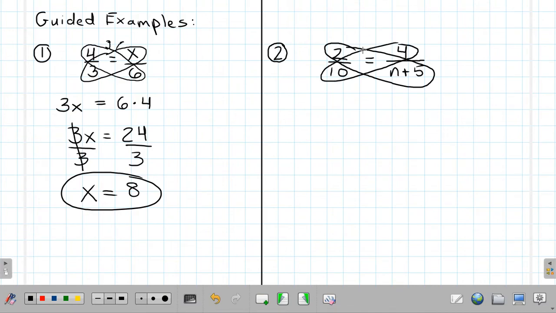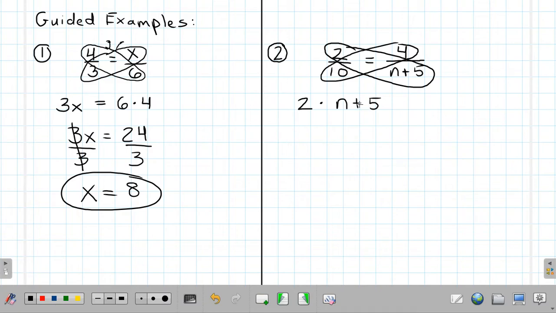Once again, draw the butterfly if you like. But what's really going on is we're going to multiply this numerator by this denominator and this denominator by this numerator. And once again, it doesn't matter which order you do it. Over here, I did the 3 times x first, and then the 4 times 6 on the right-hand side. This time I'm going to do the 2 times the n plus 5. So I'm going to write it out like this, 2 times n plus 5.